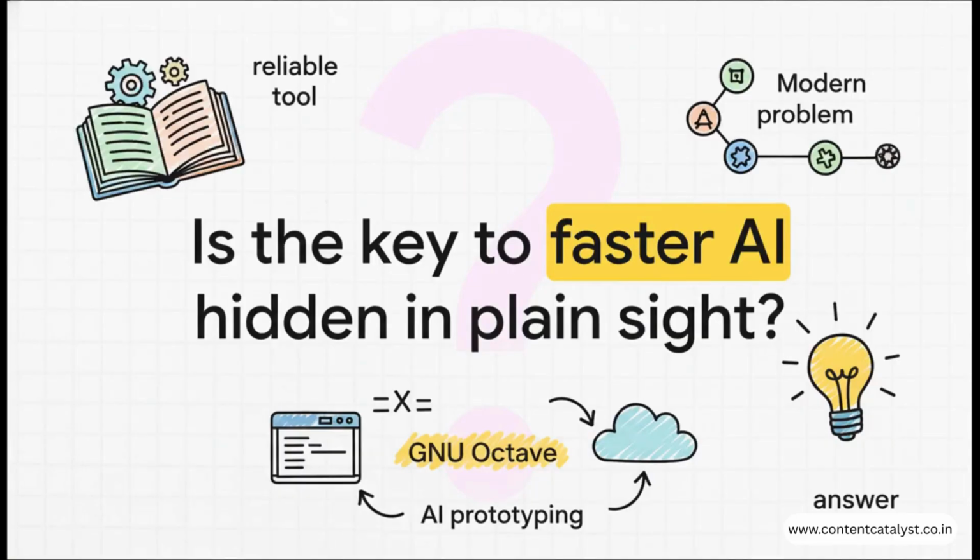So that kind of begs the question, right? In this constant race for the next big thing, do we sometimes forget about the powerful, reliable tools we already have? Maybe the answer to one of our biggest modern problems has been hiding in plain sight all along.